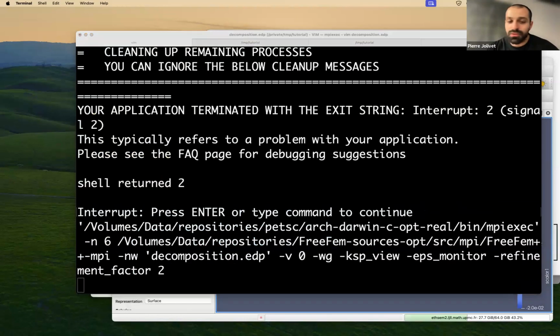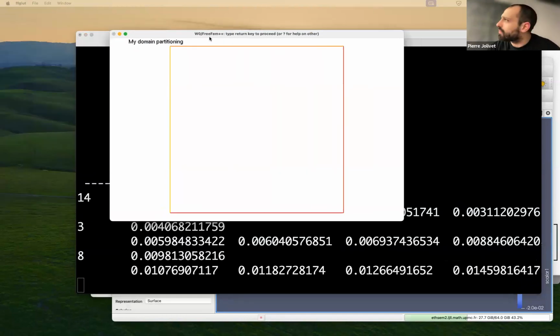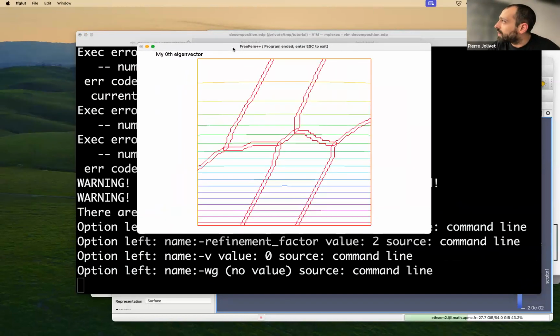It should be equal. So maybe there is something wrong somewhere.